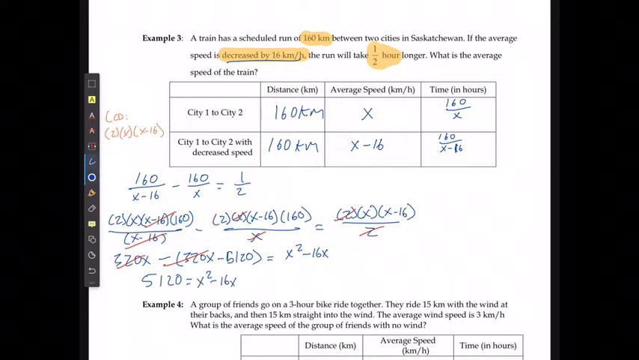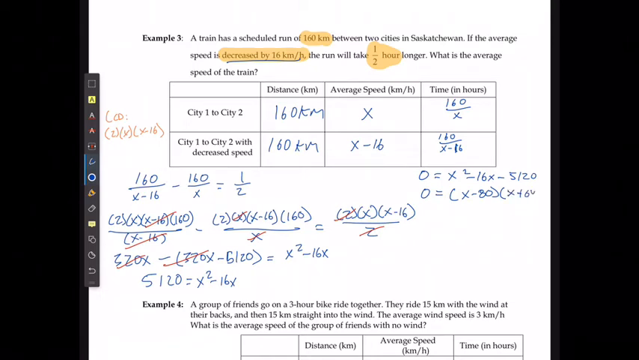which means that in this case 0 is going to equal x squared minus 16x minus 5120. Or I can factor this down into 0 is equal to x minus 80 and x plus 64. X could either equal 80 or negative 64.